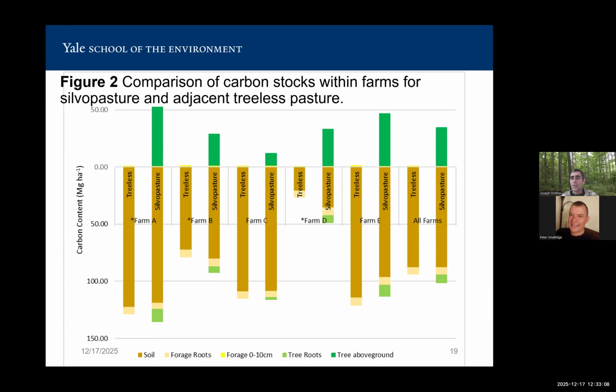But what really sticks out is additionality, right? Is silvopasture has all those green bars on top. And those green bars are the above ground carbon of those trees. So those are the true additionality of putting trees into the system. And you can see a little bit more of that when you look below ground and you see the light green, which is the roots of the trees. That's one of the keys in this, is you can see the proportion of carbon in the trees compared to the below ground carbon.